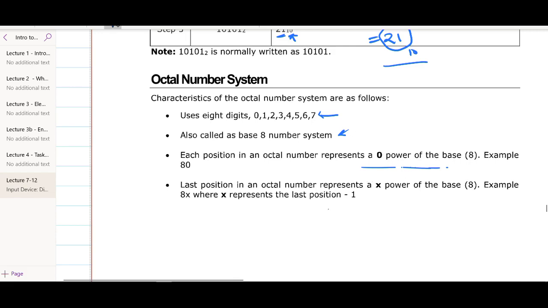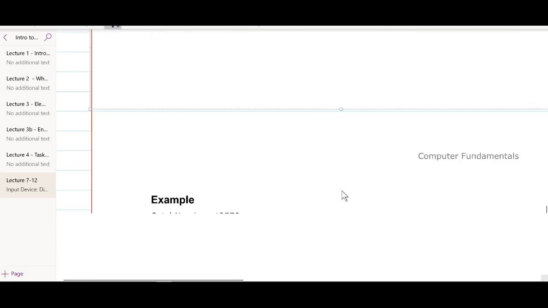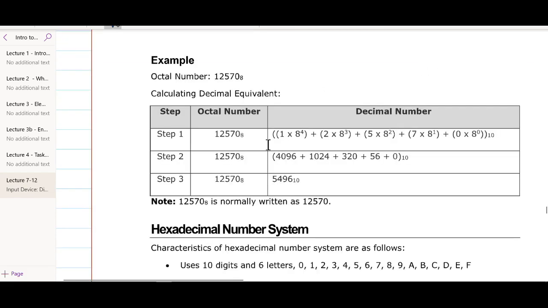The best way to do that is to look at the example, and we have an example here, the octal number system. I'm going to rewrite it again. I know this has already been done here, but I just want to break it down for you. I'm saying 1, 2, 5, 7, 0. And as I already mentioned, this 8 has no value. It only tells you that this number is represented in base 8.